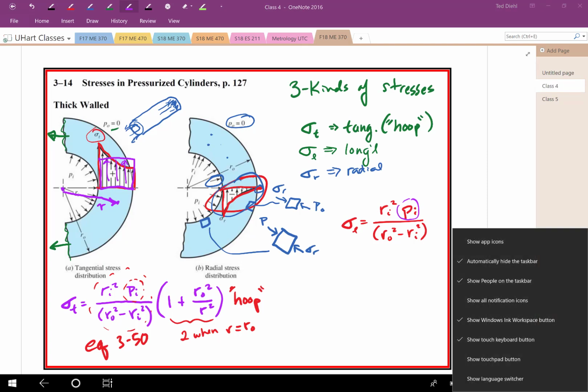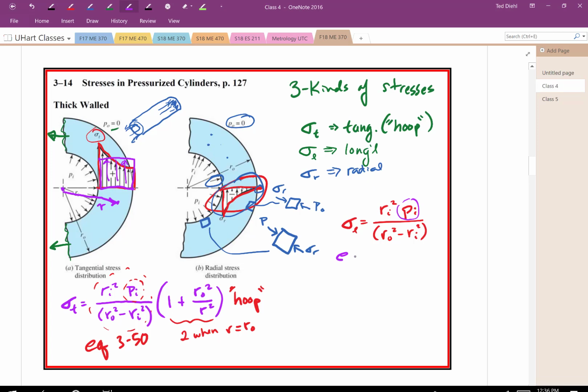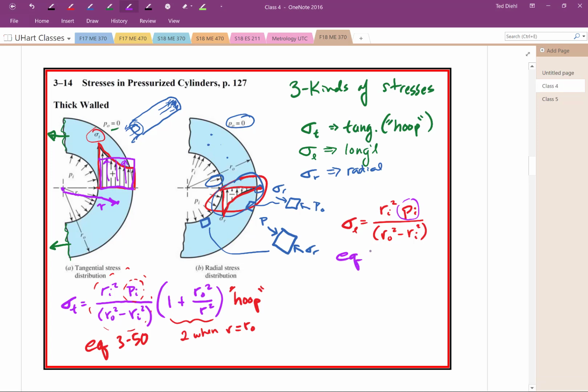This will make a lot more sense when we see the thin-walled version. Of course, this is the thick-walled version of these equations. Sometimes we'll use these. Most often we'll use the thin-walled equations, which are much simpler. And by the way, this is equation 3-51 in Shigley.